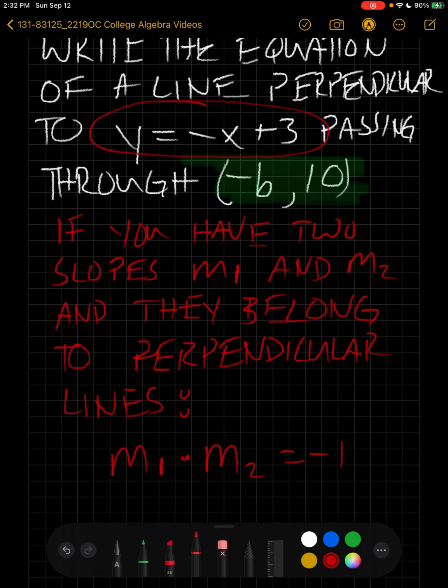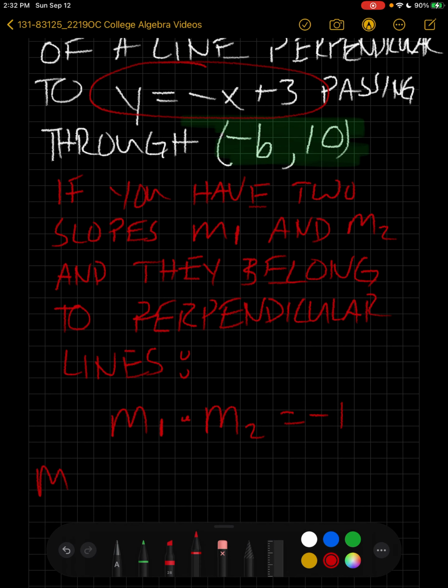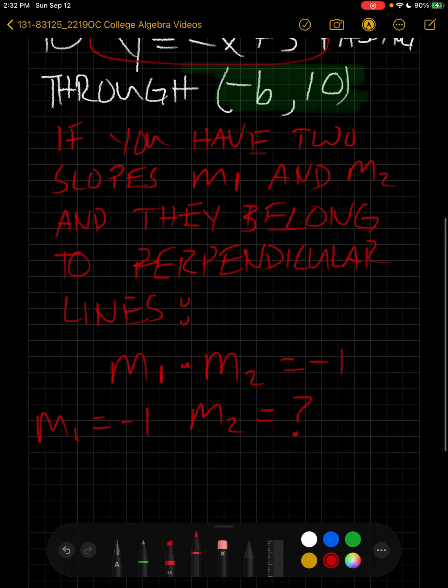We have an original line, y is equal to negative x plus 3. And so we have a slope. One of these slopes, let's go ahead and call it M1, is equal to negative 1. And M2, that's what we're looking for. That's going to give us the slope of a line that's perpendicular to that line. Then we're going to have the slope, and we're going to have a point, and we're going to be able to write the equation of our line.